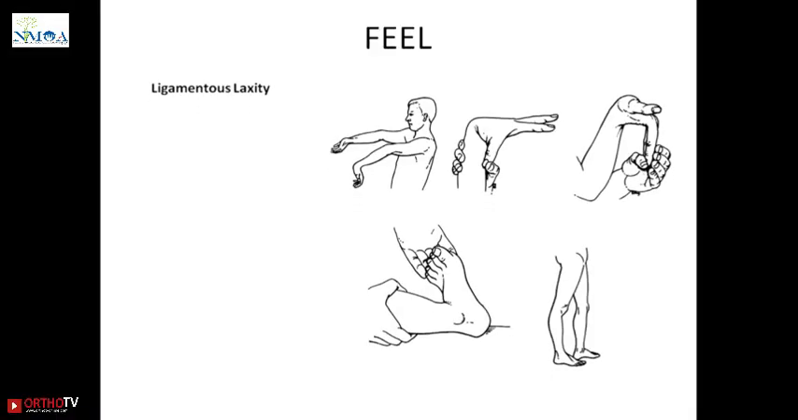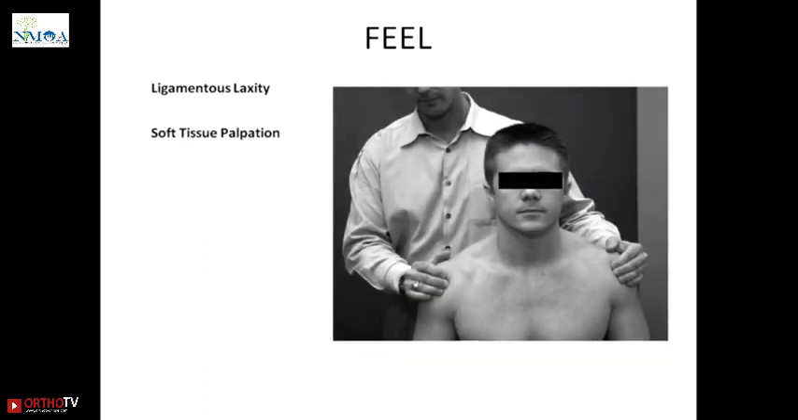And when we go on to palpation, the first thing that we should look for is whether there is any ligamentous laxity. There is a Beighton score. Anything more than 5 on a score of 9 is pathognomonic of ligamentous laxity. Then we go on to soft tissue palpation.